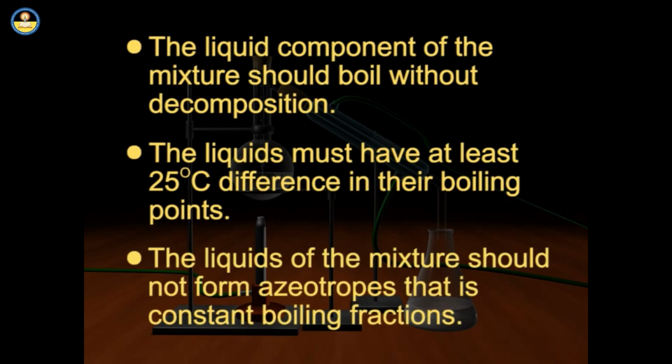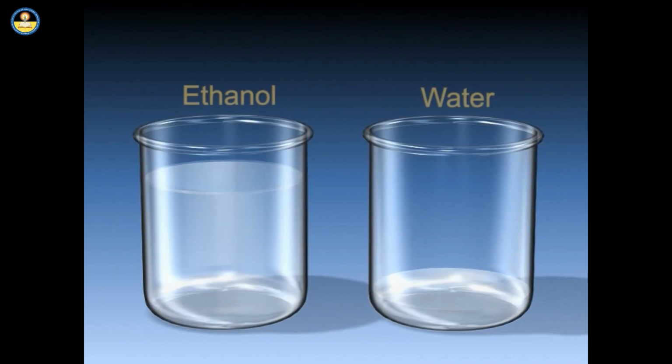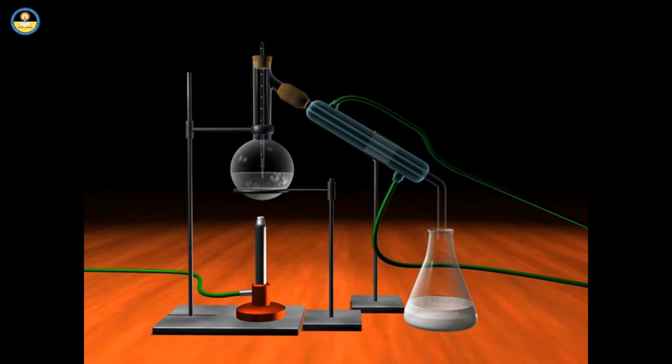The liquids of the mixture should not form azeotropes, that is, constant boiling fractions. Let us take an example. 95% ethanol and 5% water forms an azeotrope, which boils at one fixed temperature. It is not possible to separate ethanol from water by simple distillation. Let us now perform an activity to show separation of acetone from water.